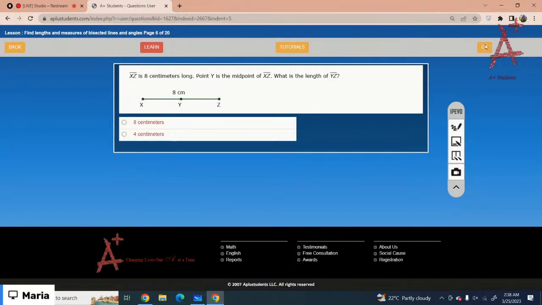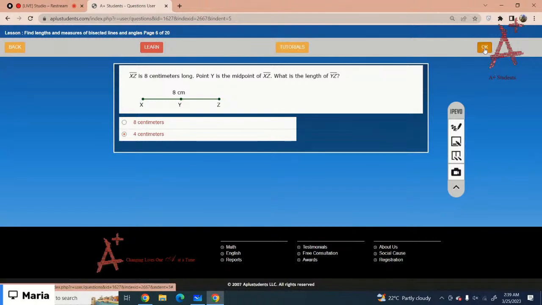Okay, XZ equals 8 centimeters long. Point Y is the midpoint of XZ. What is the length of YZ? Basically, the midpoint Y means the point that divides the line into exactly two equal parts. Got it? The lengths of both parts are exactly equal. So the length of the complete line is 8 centimeters. When you divide into two equal parts, it would be 8 over 2, and that equals 4 centimeters.